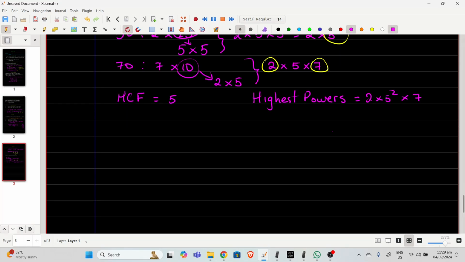All right, let me just work that out. So 5 by 5, it's going to be 25. Bring down the 2, and then bring down the 7. And then here I will have 50, and then 50 multiplied by 7 is 350. Right? If you need to check that out, check it out on your calculator. So that means the LCM of these three is 350. Right? Very simple to do.